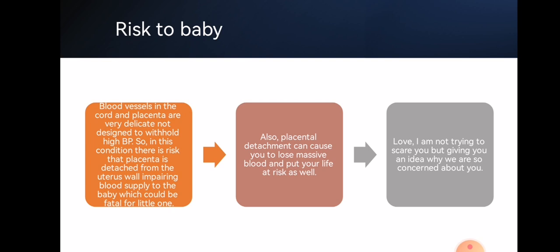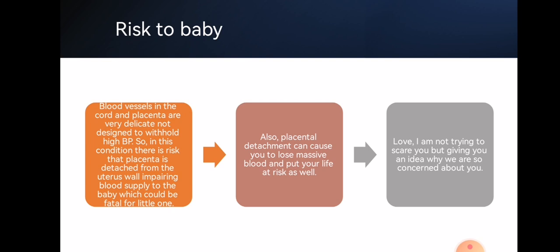So what happened with the baby? The blood vessels in the cord, the blood supply between mother and baby is via the placenta and the cord. The blood vessels in the cord and the placenta are very delicate, not designed to withstand high blood pressure. So in this condition, there is a risk that the placenta is detached from the uterus wall, impairing blood supply to the baby, which could be fatal for the little one.